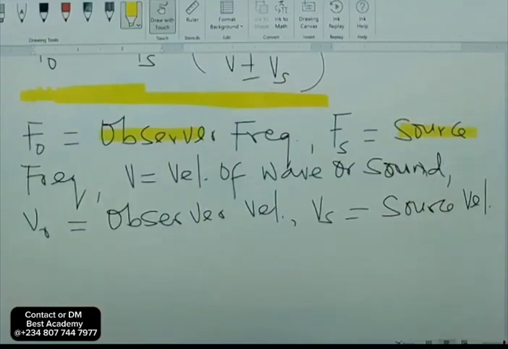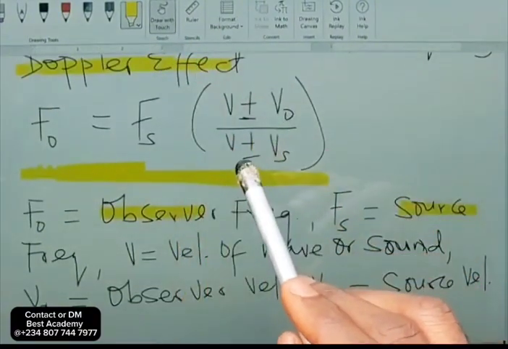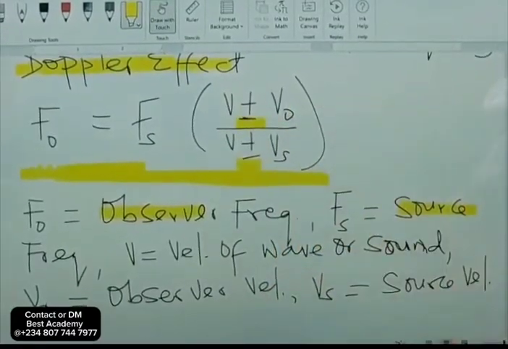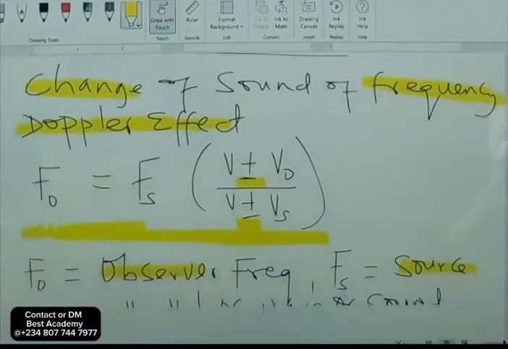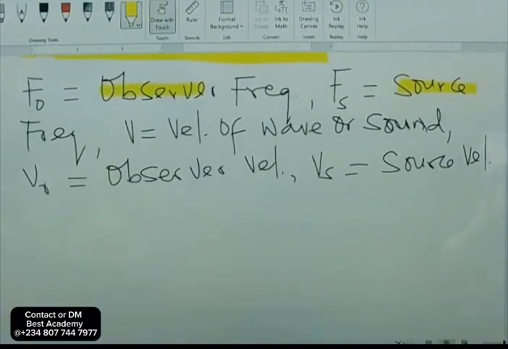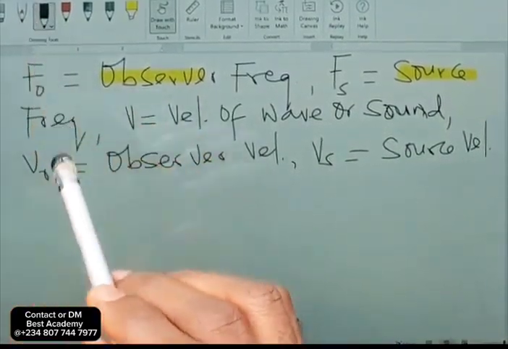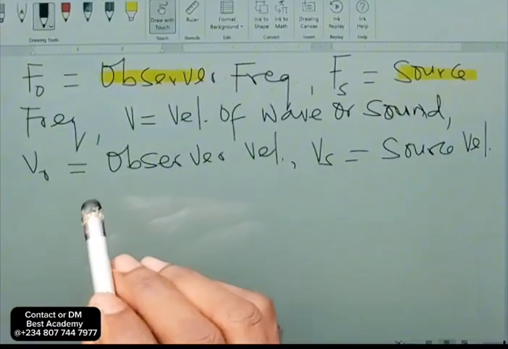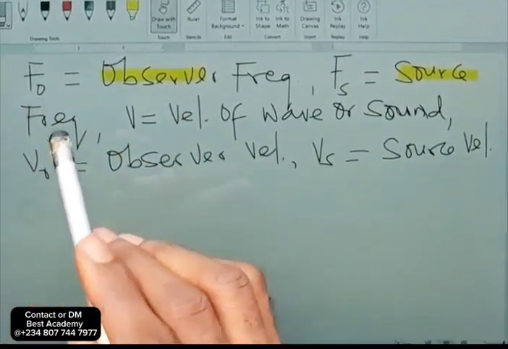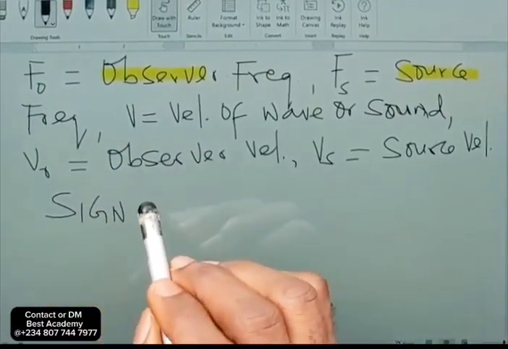Before now, let's know when this formula can either be plus or minus. For us to know when the formula can be plus or minus, let's consider the sign convention in Doppler effect. Sign convention on Doppler effect.